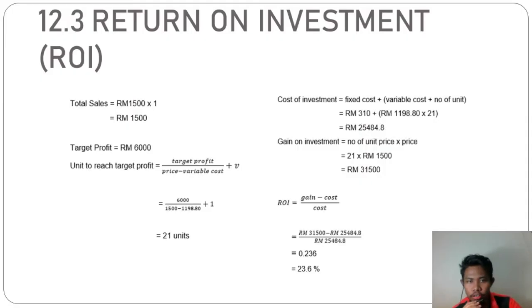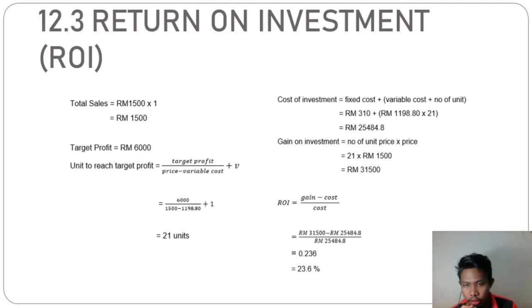Okay, we proceed to return on investment, ROI 12.3. The total sales is 1,500 ringgit. The target profit that we aim for is about 6,000 ringgit. To reach the target profit, the formula is target profit over price minus variable cost, plus V, and then we get 20 units to reach the target profit.